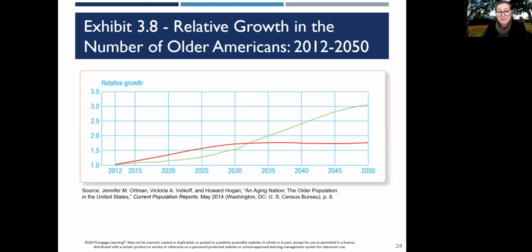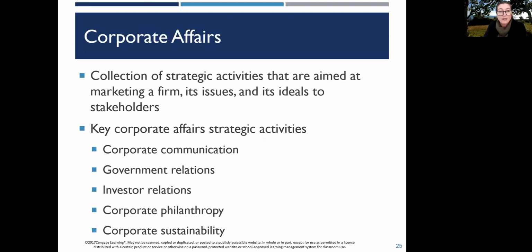Okay, so this graph is showing us the trend in the aging population. So this is a forecast to 2050, where we see the relative growth in the number of older Americans increasing from 2012 to 2050.